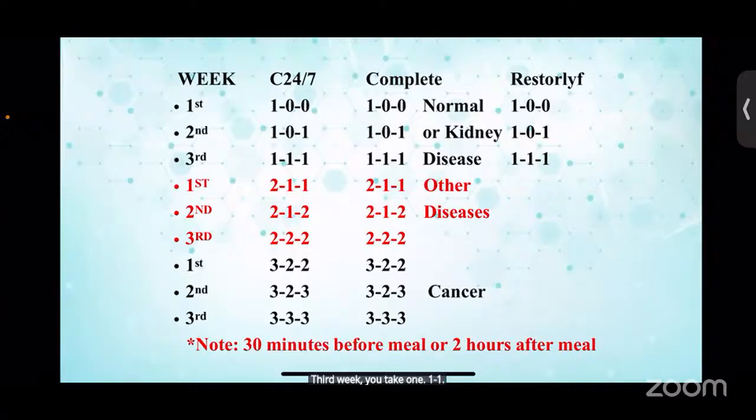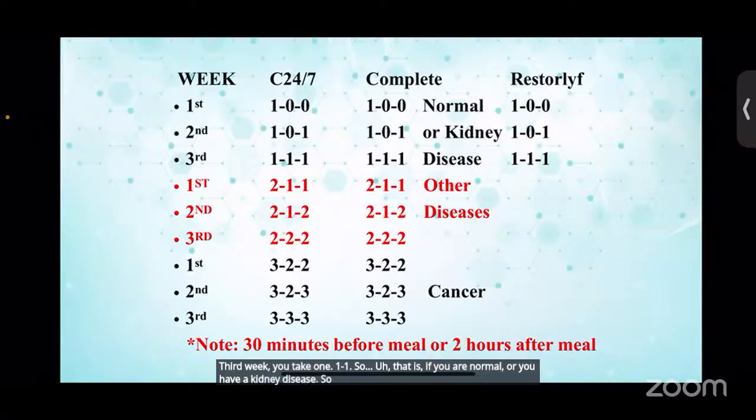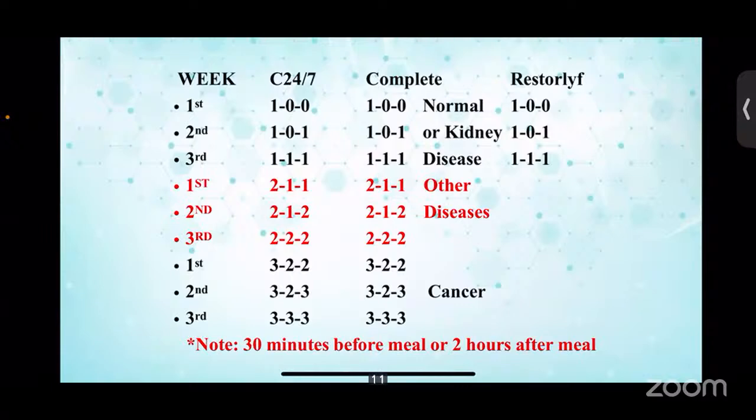So that is if you are normal or you have a kidney disease. So you should take a maximum of 1, 1, 1. That is if you are normal or you have a kidney disease and you are taking C24/7 or Complete. Then we also have Restore Life. Restore Life, you can also take 100.